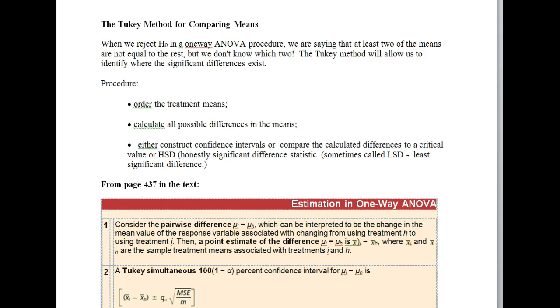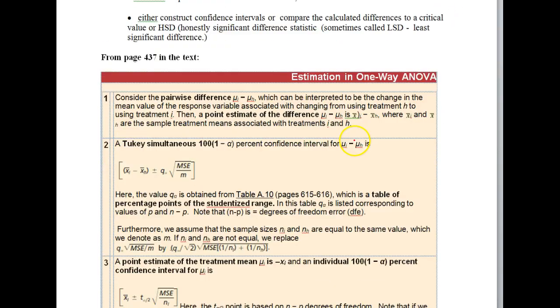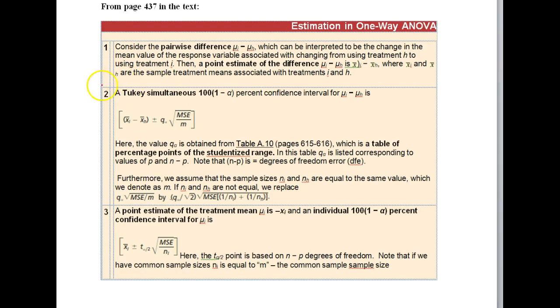So the last thing that we're going to be doing on one-way ANOVA is coming up with confidence intervals. There are two different confidence intervals that we're going to be looking at. There's one called a Tukey confidence interval, it's this thing right here in number 2. And there's another, just a point estimate of the treatment mean. This is more of a standard confidence interval that we're used to.